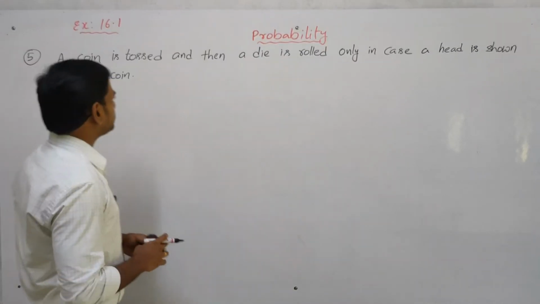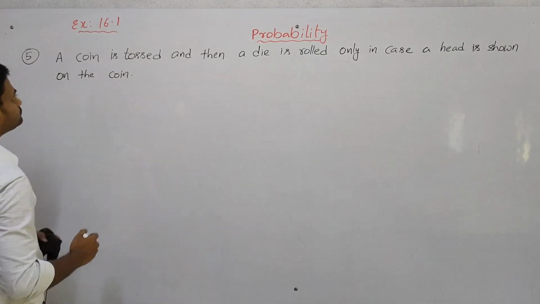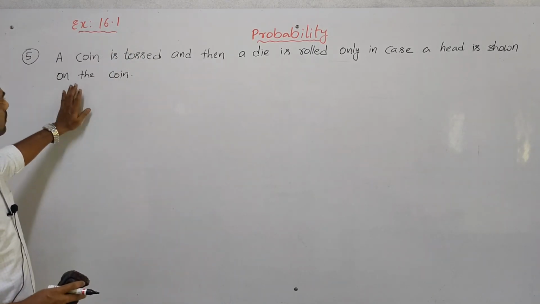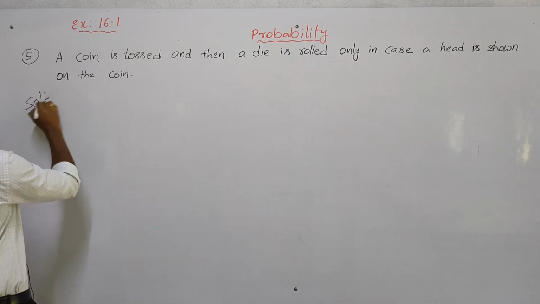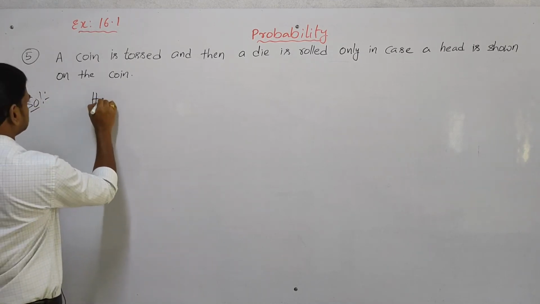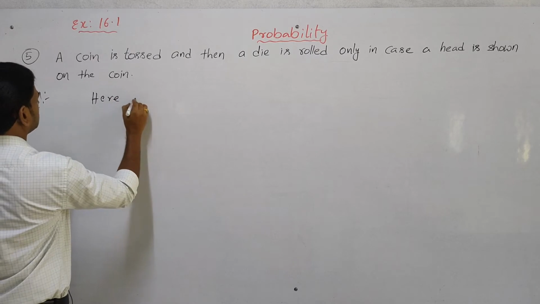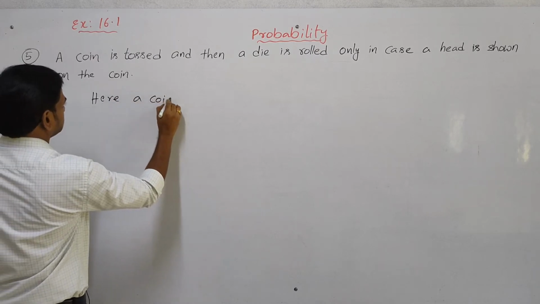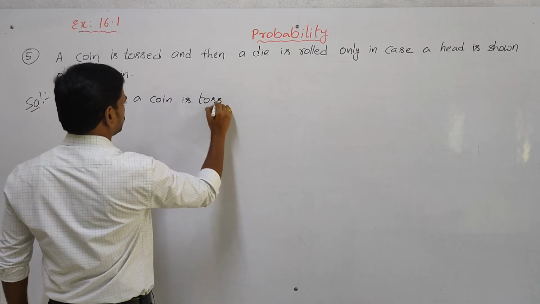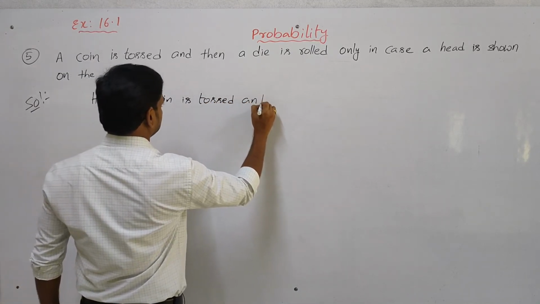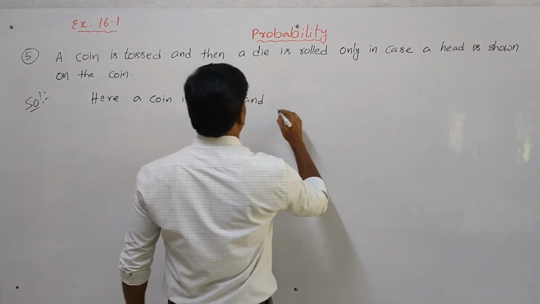Now see here. I am writing the solution here. A coin is tossed and a die is rolled.